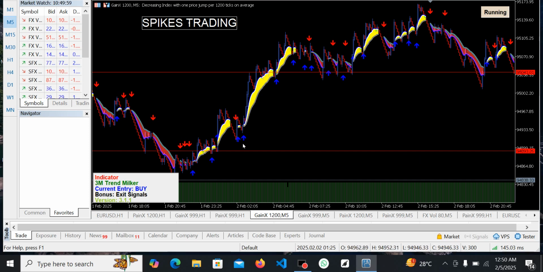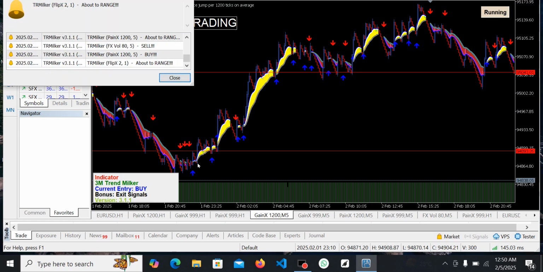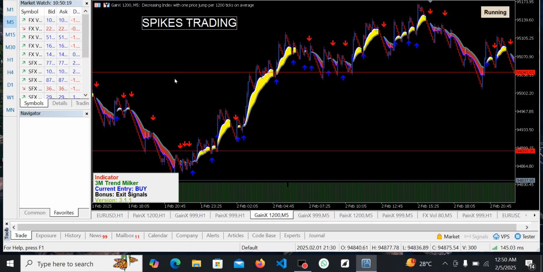So which means for GainX, this is GainX at the moment. For GainX, it will have to come from the support zone, and the market must be on uptrend or about going into uptrend before you can decide to trade spikes. So this is very important. You only trade spikes when the market is on uptrend in GainX, but for PainX you only trade it when the market is on downtrend. So now let's focus on what we have right here.